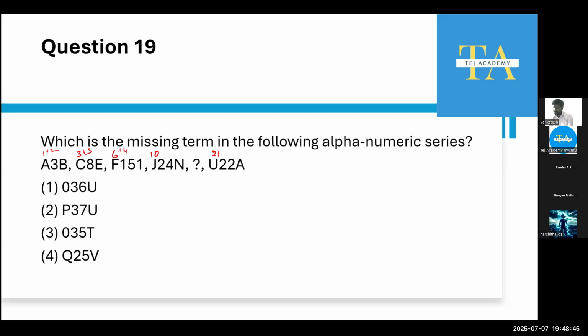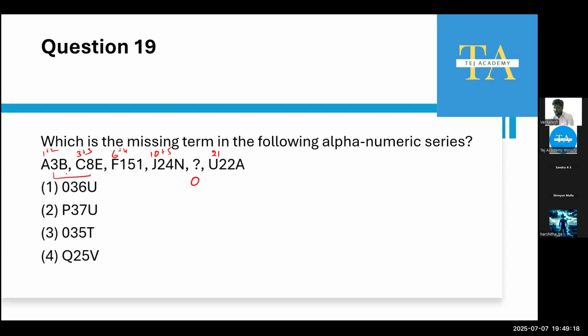So +4, right? So +2, +3, +4. Then how much? +5. So the 15th letter. What is the 15th letter? O. There are two options with the 15th letter O, option 1 and option 3. So then check the other number.